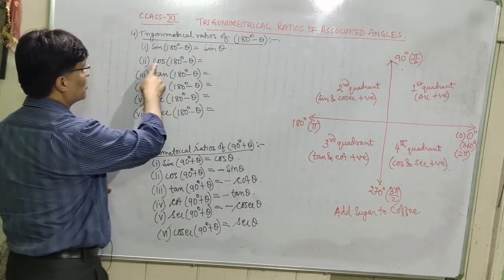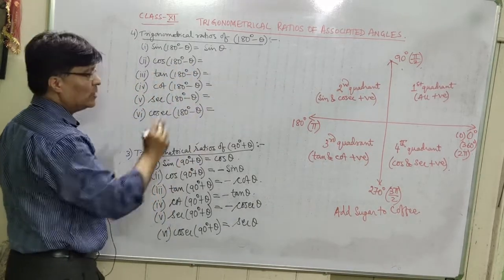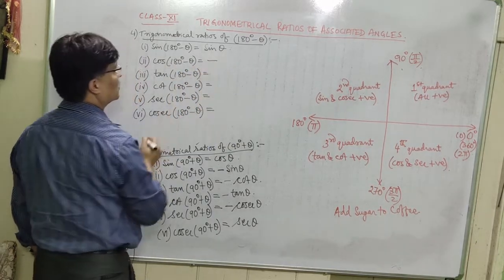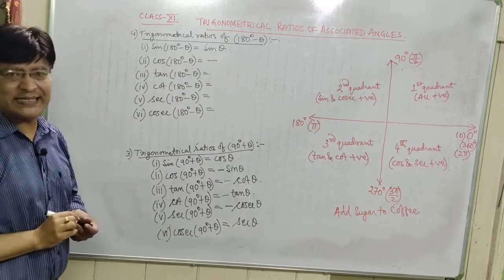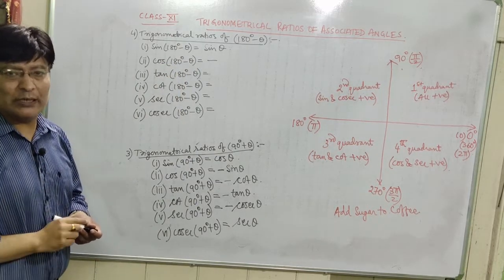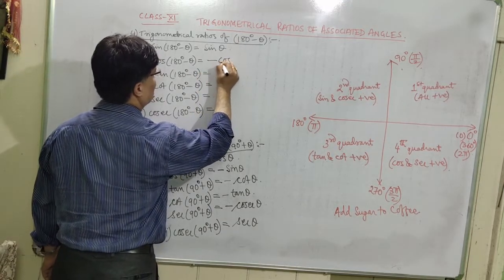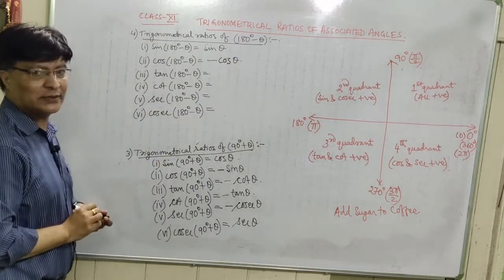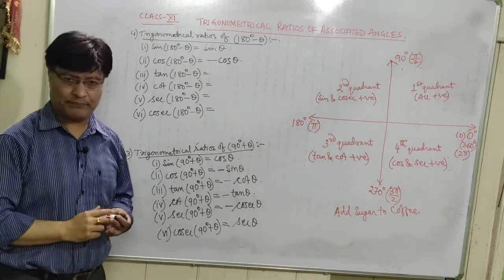Okay. What's about cos 180 minus theta? 180 minus theta lies in the second quadrant. Only sine and cosec are positive, but cos is negative here. But cos is negative, and cos remains as it is because 180 is 90 into 2, even multiple of 90. So cos remains as it is. That is, it is minus cos theta. Understood? So next, what's about tan 180 minus theta?